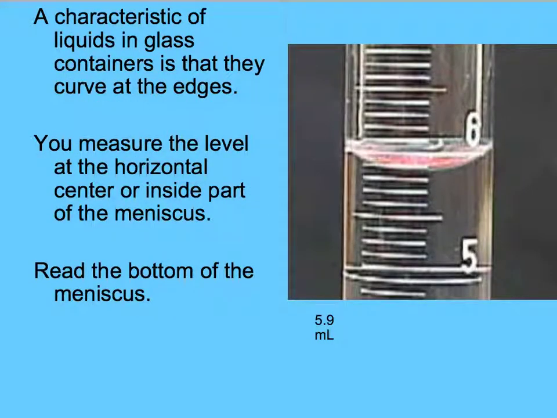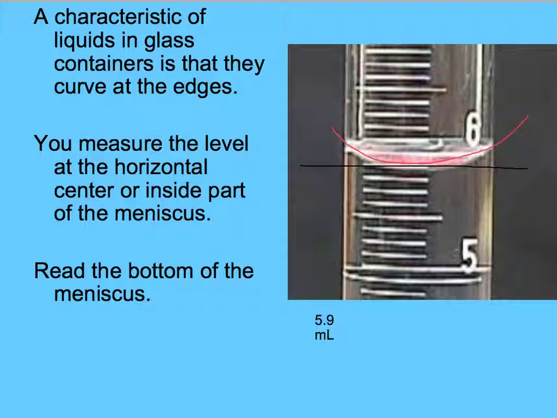When you look at a graduated cylinder that has a liquid in it, you're going to notice that the liquid kind of curves. We call this curve a meniscus. And it's important to know where you're going to measure along that curve on the graduated cylinder. Basically you're going to measure at the horizontal center or the inside part of the meniscus, the bottom part right here. So wherever the bottom of that curve touches, that's where you measure.